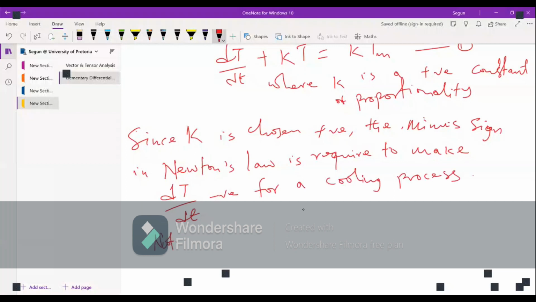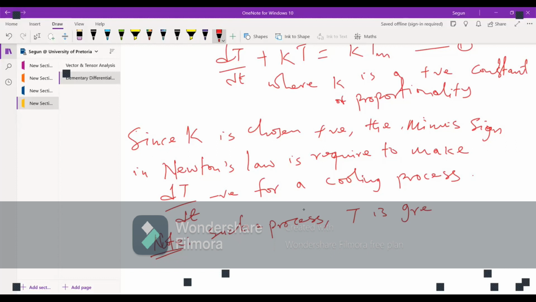Note that in such a process, T is greater than Tm, thus T minus Tm is positive.